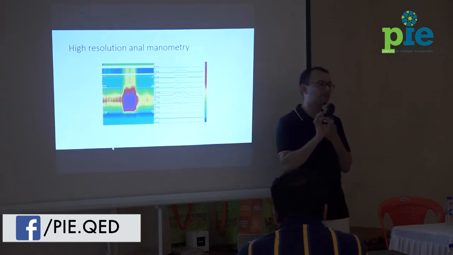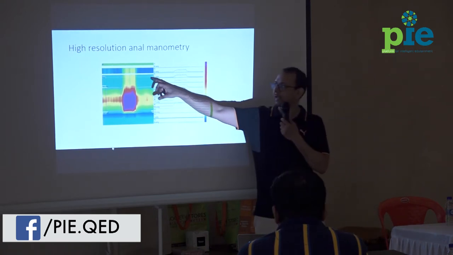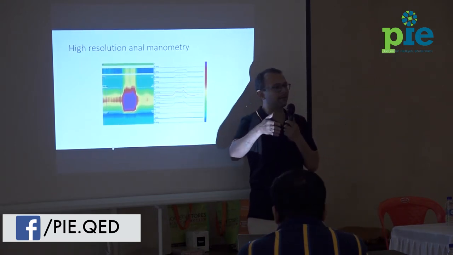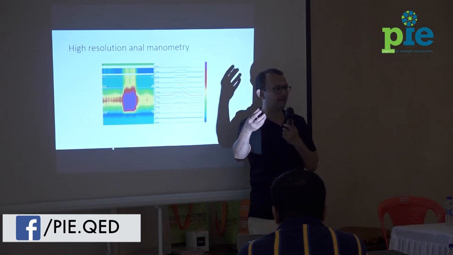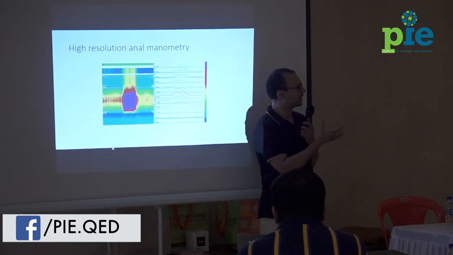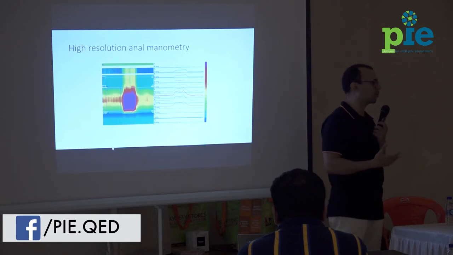Then we put a balloon inside. We slowly inflate the balloon lying in the rectum. As the pressure of the balloon increases, they will feel a sensation of stool. So you put a balloon of 50, 60, 100, and it gives you an idea of the rectal sensitivity. For example, he goes to 50 and feels, oh, I'm going to go to stool now.